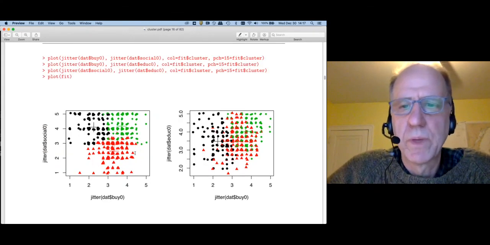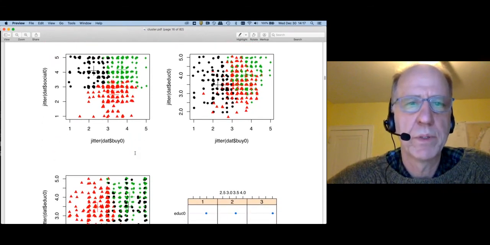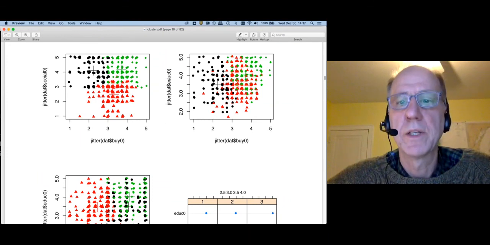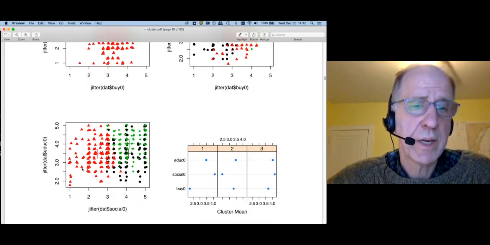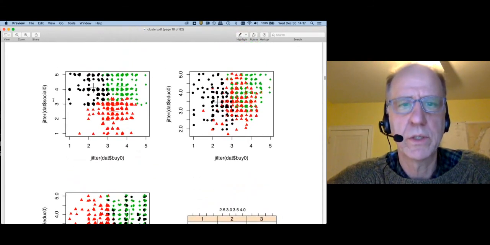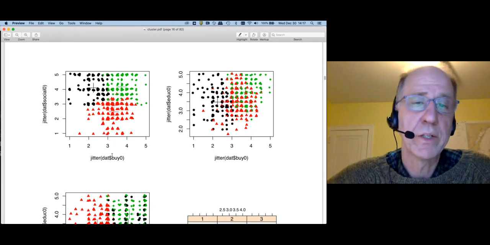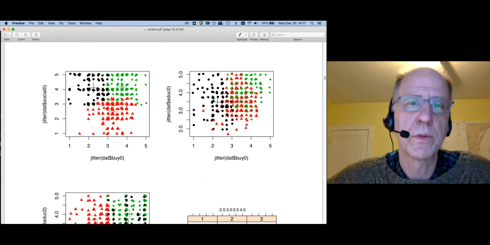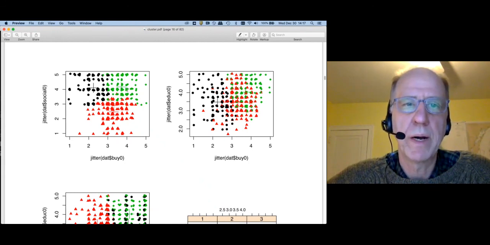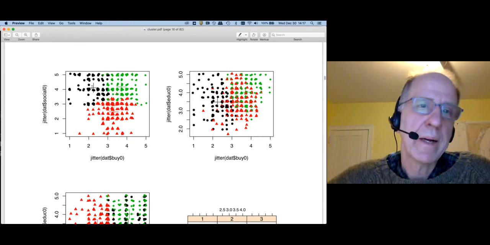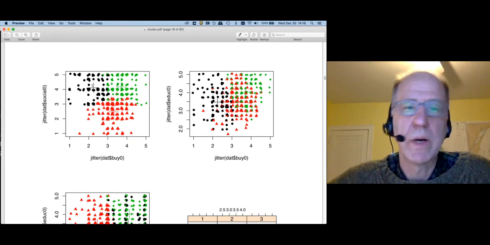So the next page shows all possible scatter plots. So we have social versus buy, education versus buy, and then education versus social. I think the clearest version of this is the social versus buy, and everything I just said on the previous slide becomes pretty clear here. So the green, Cluster 3, is very high on social and buying. You can see that the red cluster is high on buying, not so much on social. The black cluster is pretty high on social, not so high on buying.